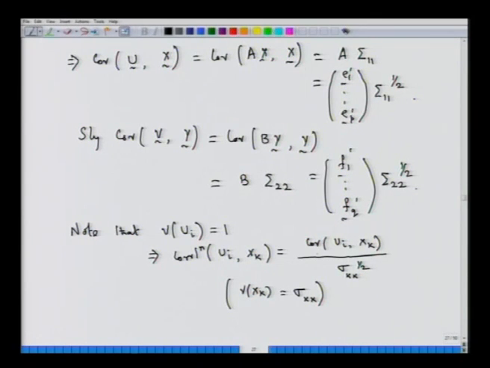Now, if we look at this term here, this is nothing but the covariance between ui and sigma kk to the power minus half times xk, because if we absorb this particular constant, sigma kk to the power half, into this variable here, we can write this statement as the covariance between ui and sigma kk to the power minus half times xk. So, the correlation between these two variables is just equal to this.